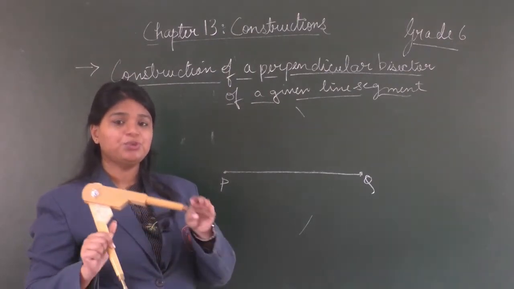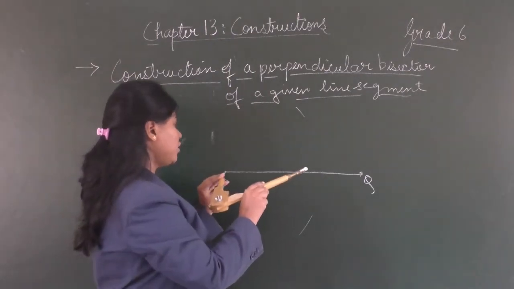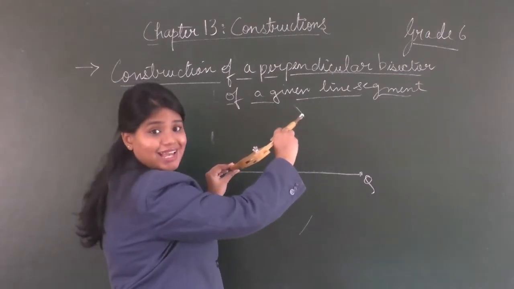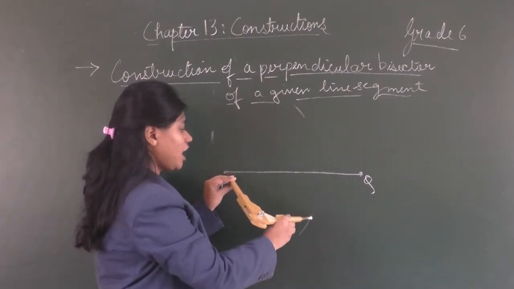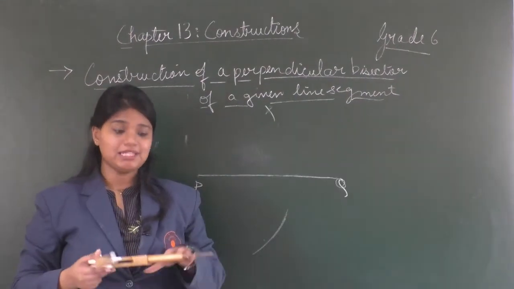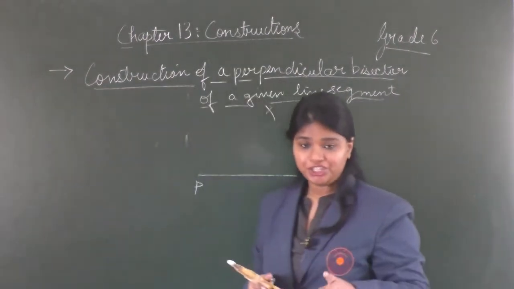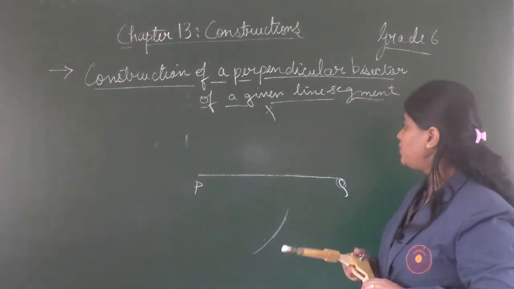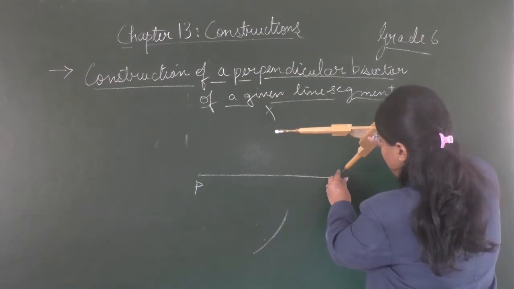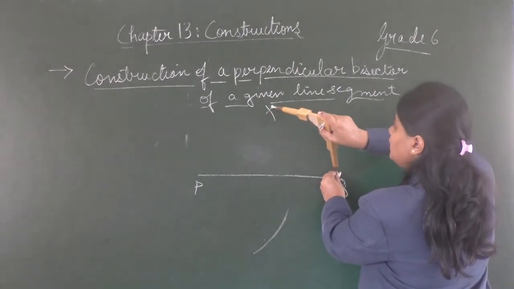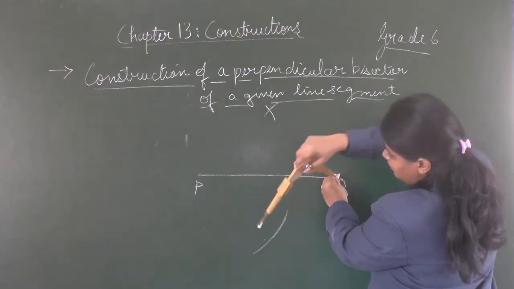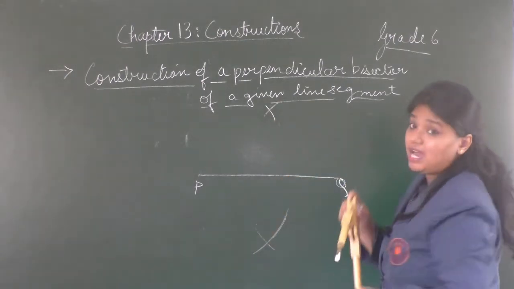Okay, what you will do, you will place the needle of the compass on point P, mark an arc above the line segment and another arc below the line segment. Clear? Now I will place the needle on point Q and with the same measurement I will cut the above arc and the below arc. So I have placed the needle on Q and I am cutting the previously drawn arc. So here I have made an arc, here also I will make an arc.